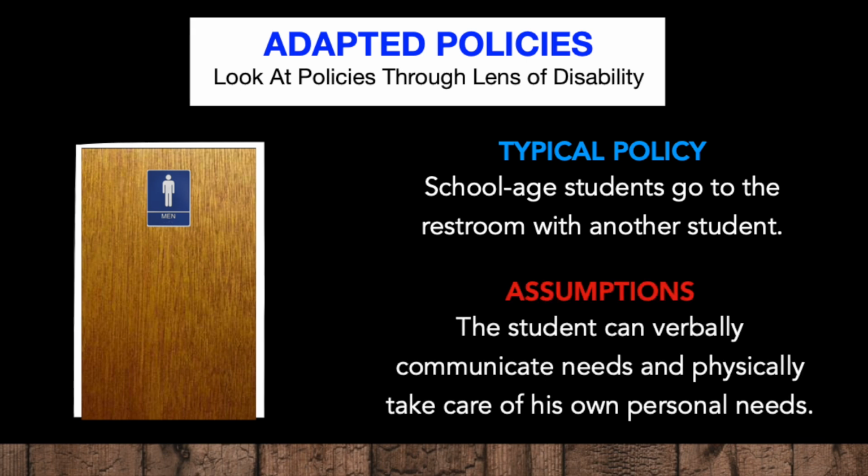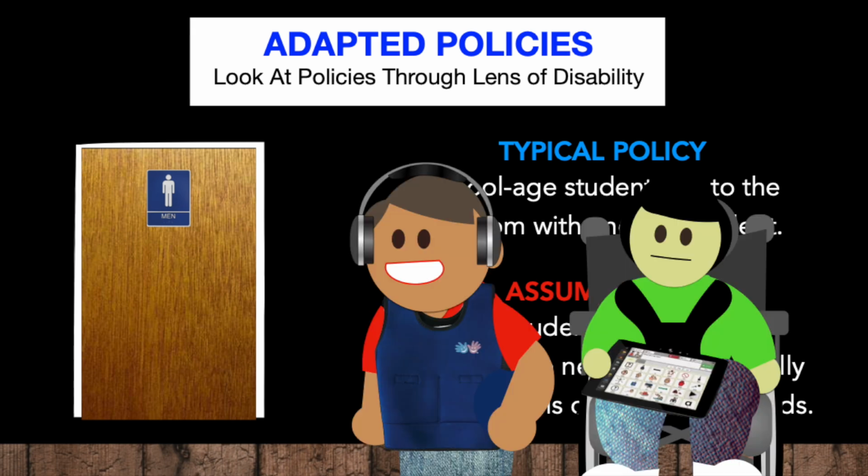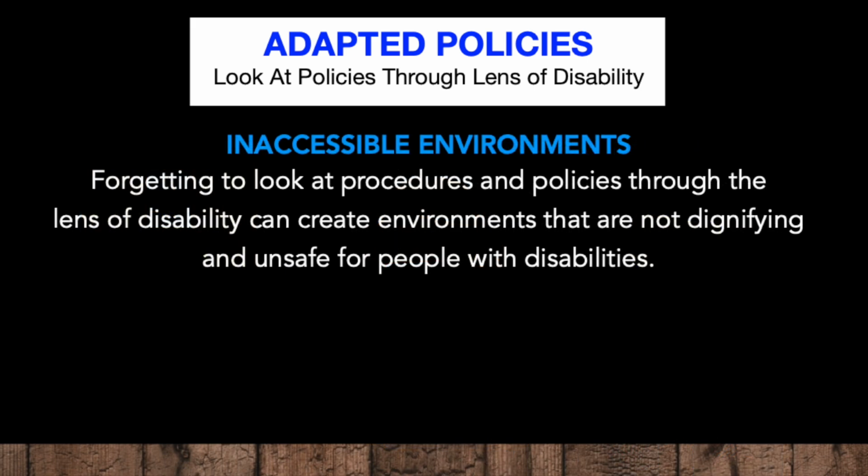This policy assumes that the student is able to express a need for help and can take care of his own personal needs. So would this policy be effective for a student who has nonverbal autism or a student who needs physical assistance in the restroom? Nope, sure wouldn't. So if you do have a student with a disability who needs to use a restroom and you don't have an adaptive policy ready, what happens then? When we don't look at our current policies through the lens of disability, we create inaccessible environments that may not be dignifying or safe for everyone.